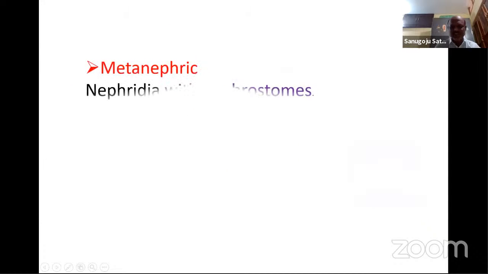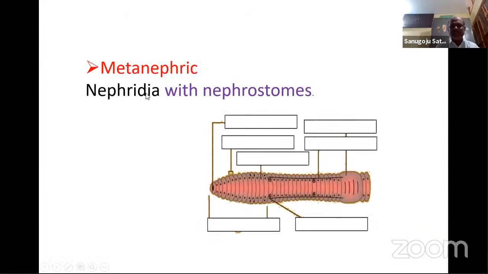Next, metanephric means nephridia with nephrostomes. That is the type of metanephric. It is present at the tail end of the kidney, the nephridia. That's why it is metanephric. It is not in the middle. It is at the tail end. When the nephrostome is present, the nephridia with nephrostomes face towards the tail end. That's why this is the metanephric type of nephridia, which is present in annelids.